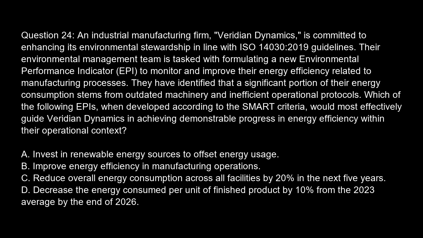Option A. Invest in renewable energy sources to offset energy usage. Option B. Improve energy efficiency in manufacturing operations. Option C. Reduce overall energy consumption across all facilities by 20% in the next 5 years. Option D. Decrease the energy consumed per unit of finished product by 10% from the 2023 average by the end of 2026.